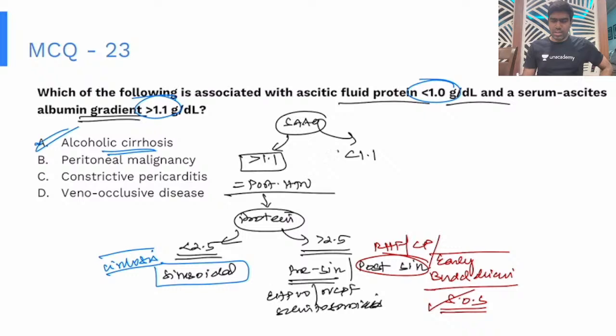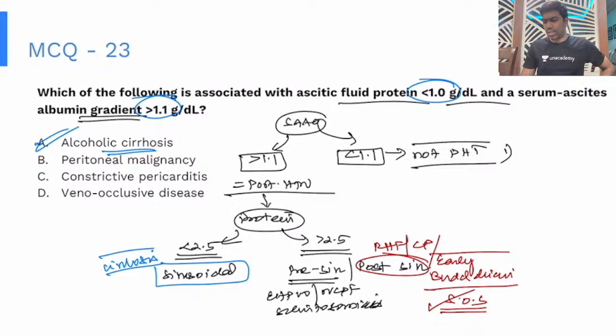And in case the SAG ratio is less than 1.1, it is not portal hypertension. It is definitely not portal hypertension. You have to be very, very clear about that. So if it's not portal hypertension, what is it due to? It will be typical exudative causes.